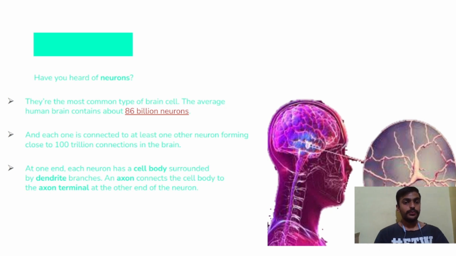They are the most common type of brain cell. The average human brain contains 86 million neurons, and each one is connected to at least one other neuron, forming close to 100 trillion connections in the brain. At one end, each neuron has a cell body surrounded with dendrite branches. An axon connects the cell body to the axon terminal at the other end of the neuron.